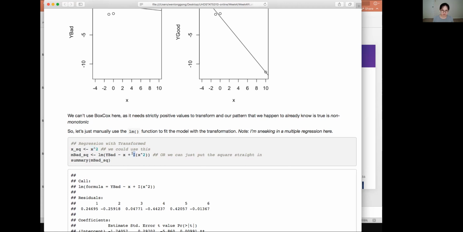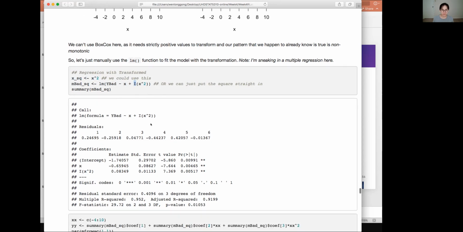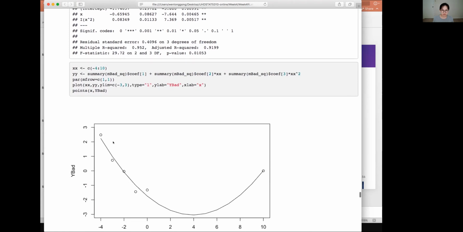So again, I have to use this I with brackets in order to introduce this term to our LM function. Or we can just put this x underscore sq here. But if we want to use this directly, we have to specify this I with brackets. Well, this is what it looks like, and those are the summaries. You're all familiar with summaries, and also this is what it looks like with this multiple linear regression.